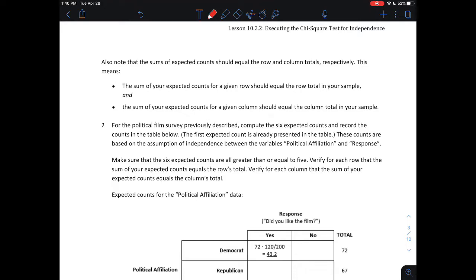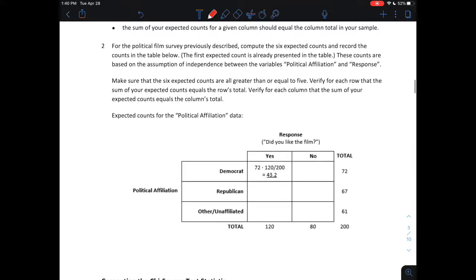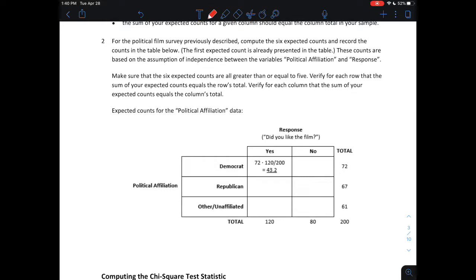Number 2, for the political film survey previously described, compute the 6 expected counts and record the counts in the table below. The first expected count is already presented in the table. These counts are based on the assumption of independence between the variables political affiliation and response. Make sure that the 6 expected counts are all greater than or equal to 5. Verify for each row that the sum of your expected counts equals the row's total. Verify for each column that the sum of your expected counts equals the column's total.